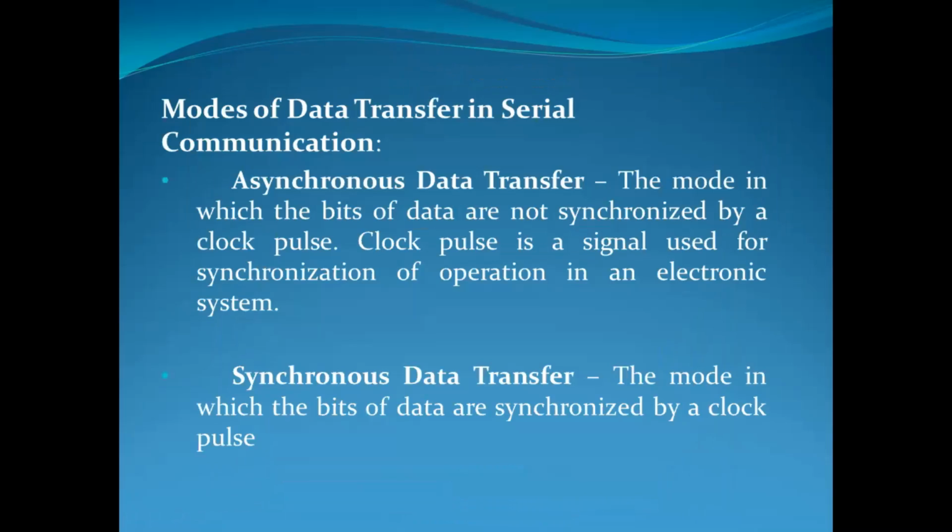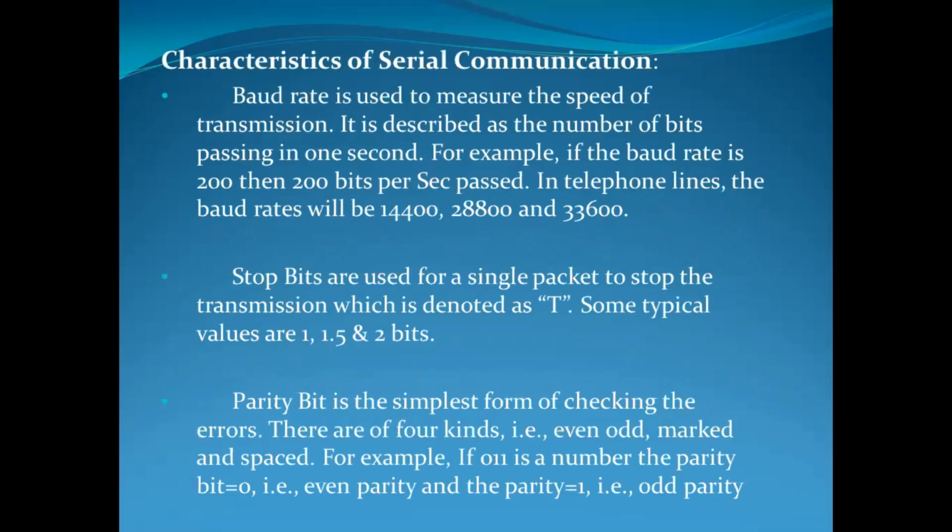Modes of data transfer in serial communication. Asynchronous data transfer and synchronous data transfer, these are the two modes. In asynchronous data transfer, the bits of data are not synchronized by clock pulses. A clock pulse is a signal used for synchronization of the operation in an electronic system. Whereas in synchronous data transfer, the bits of data are synchronized by the clock. Synchronization means the transmitter and receiver clocks are synchronized so that whenever an error occurs, it can be found out at that time.